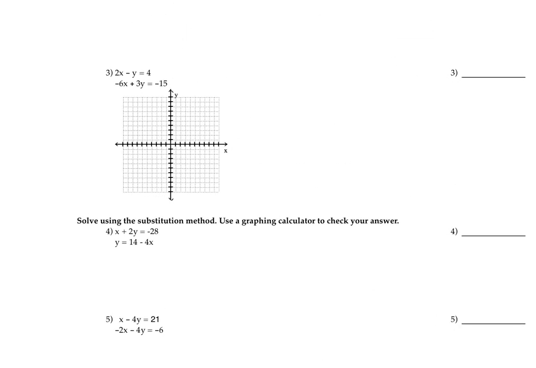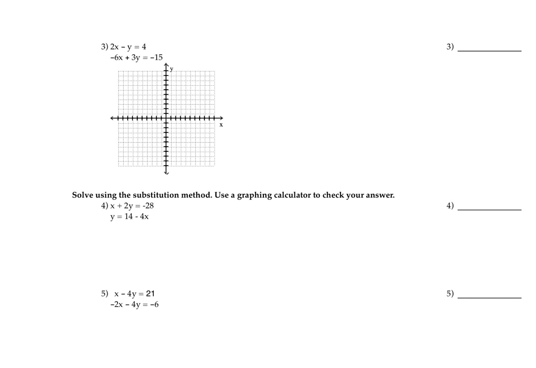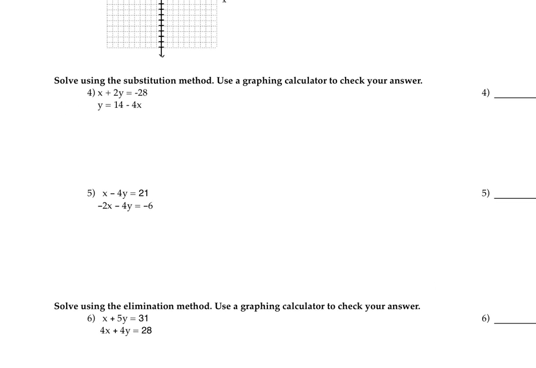Okay, number 3 would be the same way. Number 4 and 5 are both substitution problems. Number 4 is pretty straightforward. We're going to take, since y is already by itself, we're just going to take this and plug it in where the y is in the first equation. Okay, if you already have a variable by itself, and it can either be x or y, just take that expression, plug it in, and then solve it out.